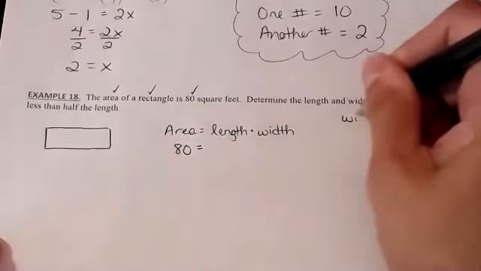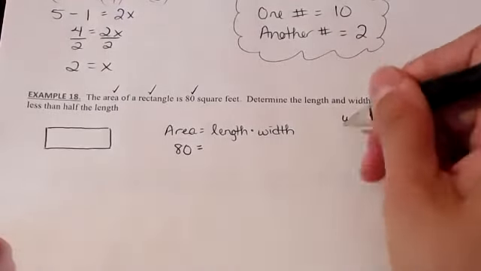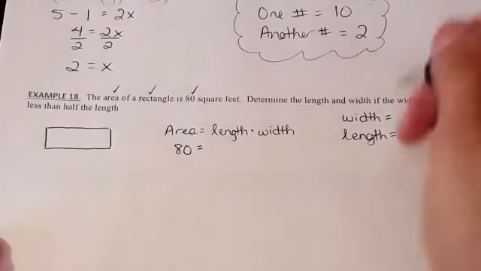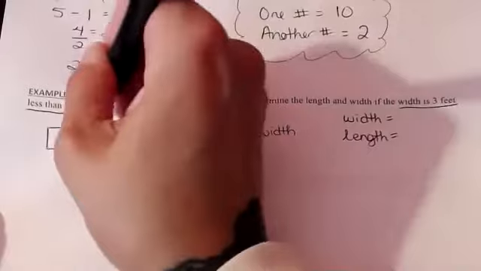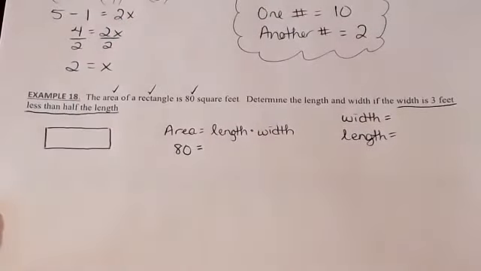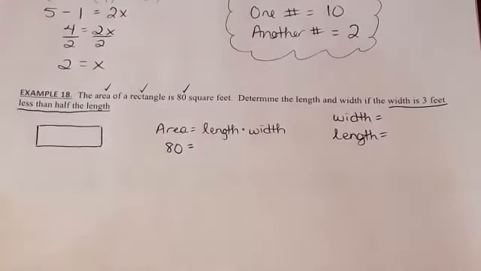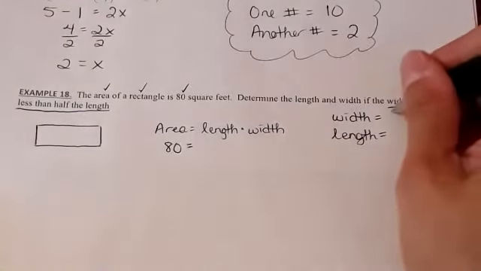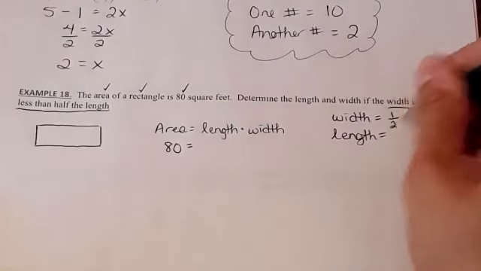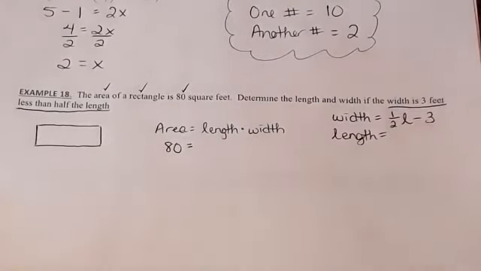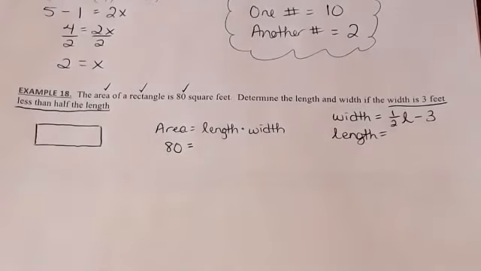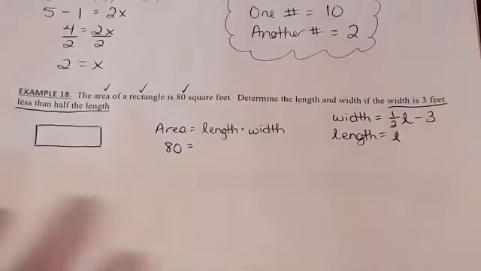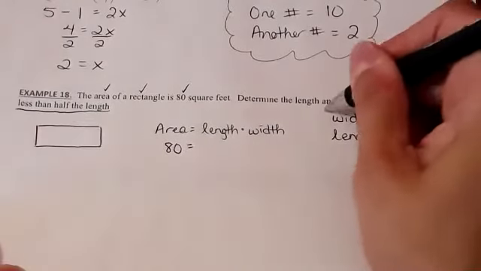The width is, how do you write 3 feet less than half the length? So 1/2 x minus 3. Yes, and instead of x, can I use L? Oh, yeah, sure. So 3 feet less than half the length. I'm going to use L for length, just so that when I solve, I know exactly what I'm solving for.